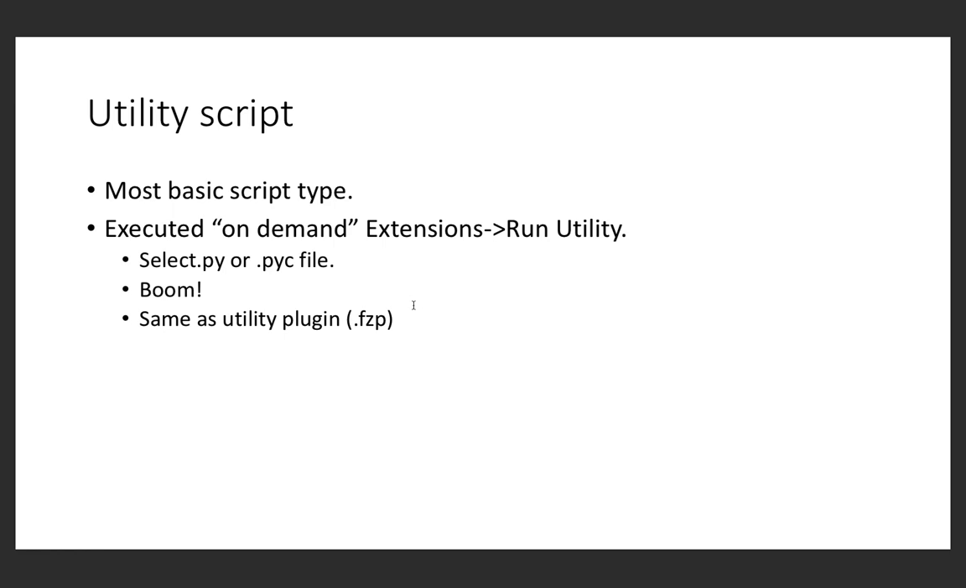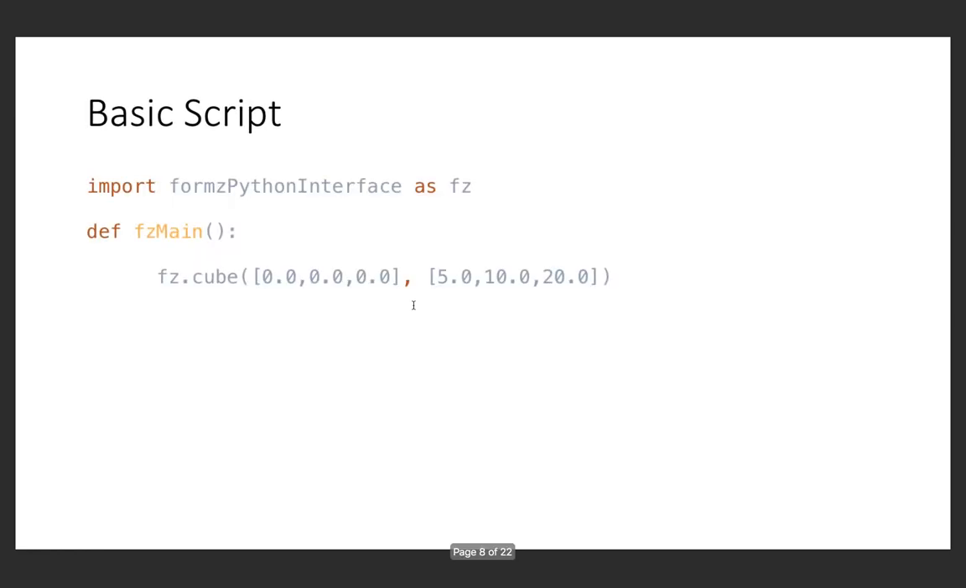Okay, so let's go ahead and dive in here and take a look at some code. What you've been waiting for, I know. Here is one of the most basic scripts, a very simple script that's just going to create a cube. I'm going to go very quickly through the parts of this script and make sure that everybody knows where we're starting from. The first line you see is the import function that we saw in the previous slide, telling Python that we want to use the FormZ Python interface.